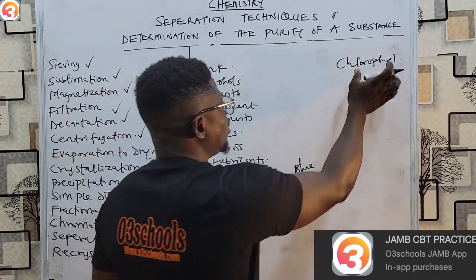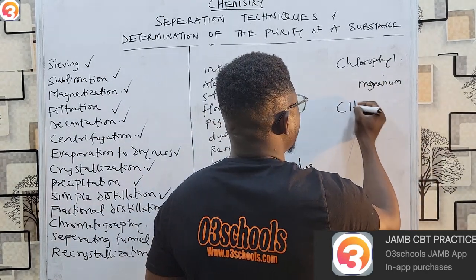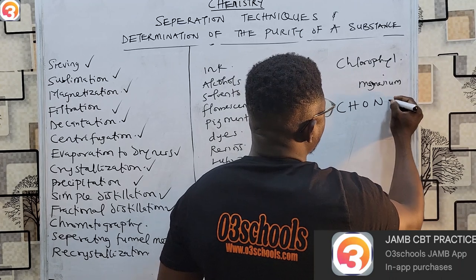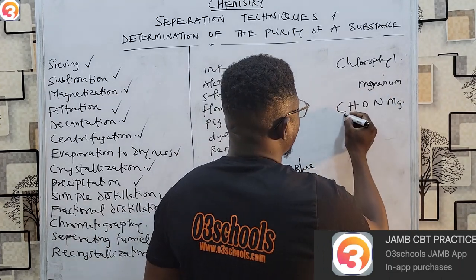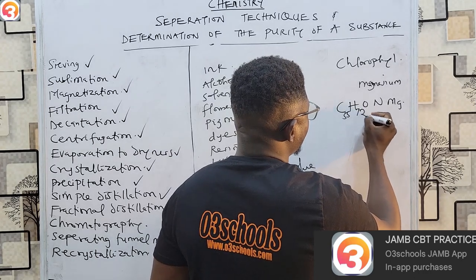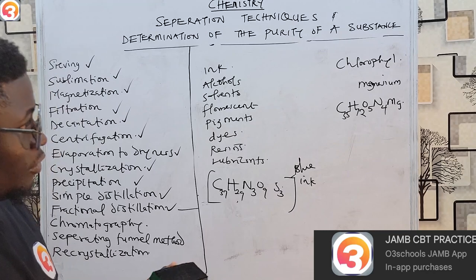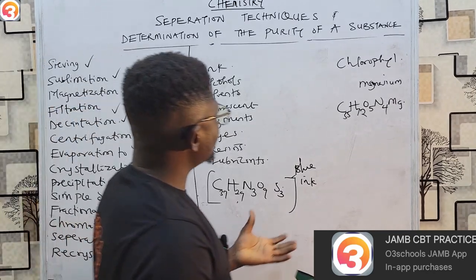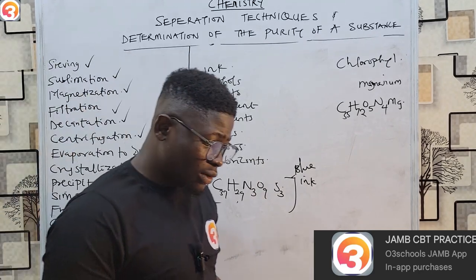And then for chlorophyll, I said the major constituent is magnesium, so that is C, H, O, N, Mg. This is the formula for chlorophyll, and this is C55H72, then 5, then 4, like this. So this is the chemical formula for chlorophyll, right? So the constituents of both ink and chlorophyll can be separated using chromatography.